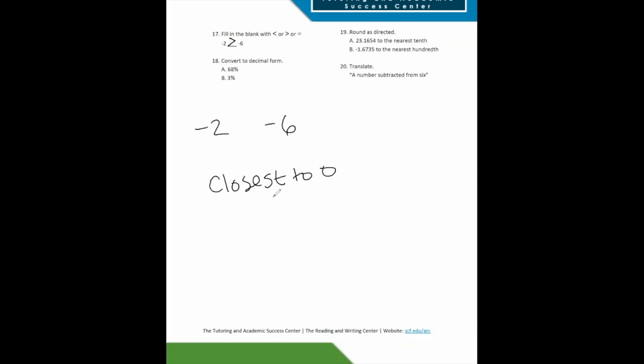The number closest to 0 means that you owe less money. So the less money you owe, the better off it is, right? And so because -2 is our bigger number, we're going to put greater than. Again, that's our alligator mouth. That's opening to the bigger number. If it was less than, and we had to use that symbol, notice the less than actually makes the letter L for less than. The correct answer for 17, though, is greater than.